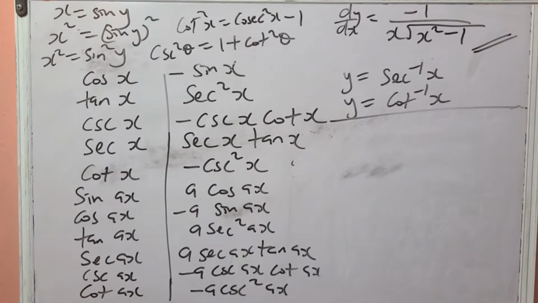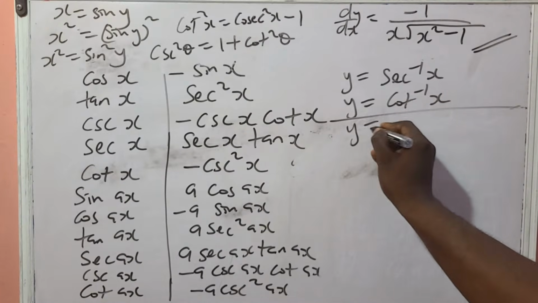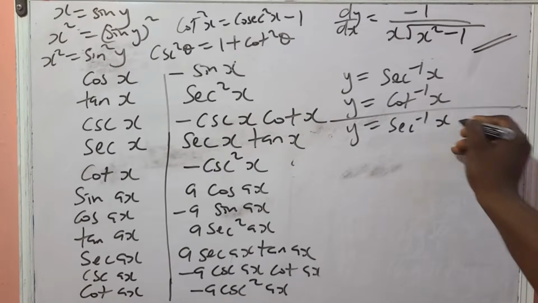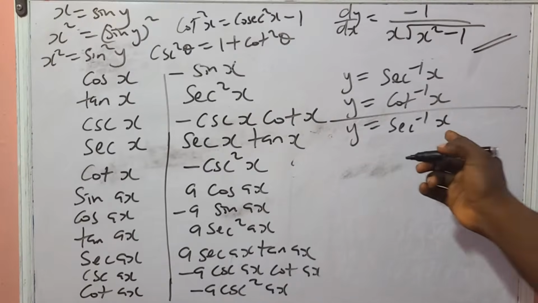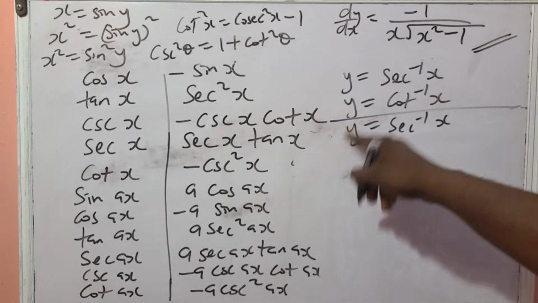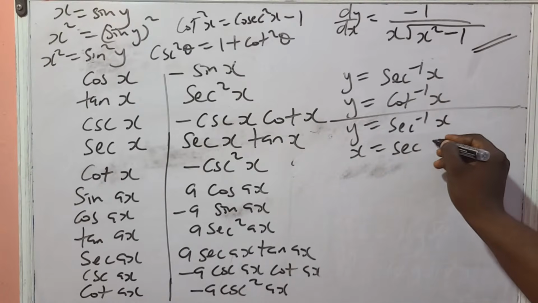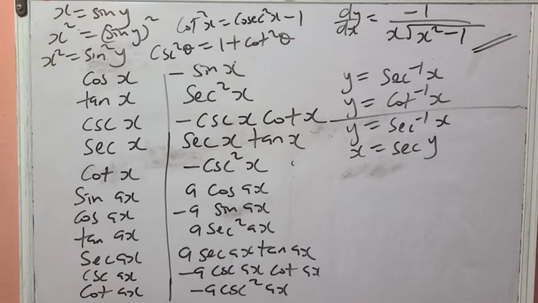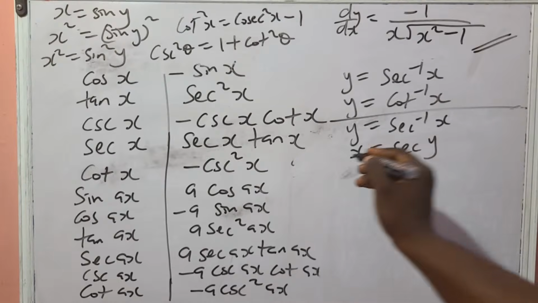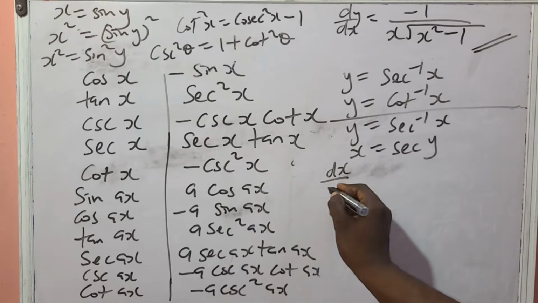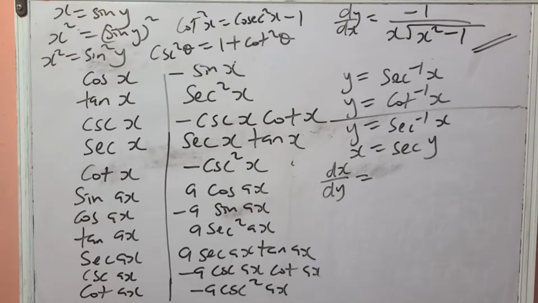Okay, so I'm going to be doing mine here. I have y equals arc sec of x. Again, the same rule: wherever you see x, put y, and wherever you see y, put x. So this will be x equals sec y, you remove the inverse now. I'm going to act like I'm doing dx over dy. Not act, I'm actually going to be doing it.